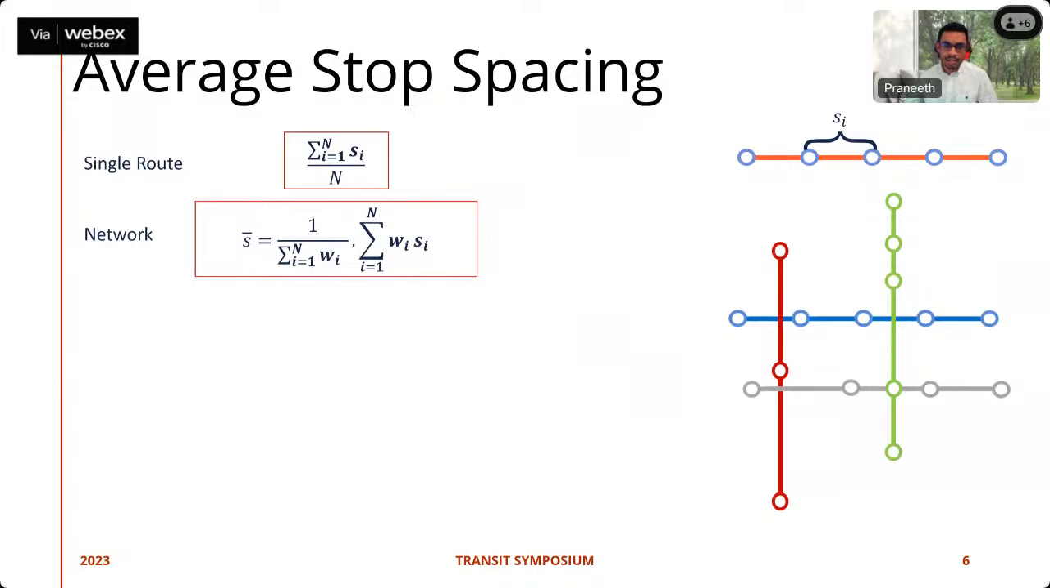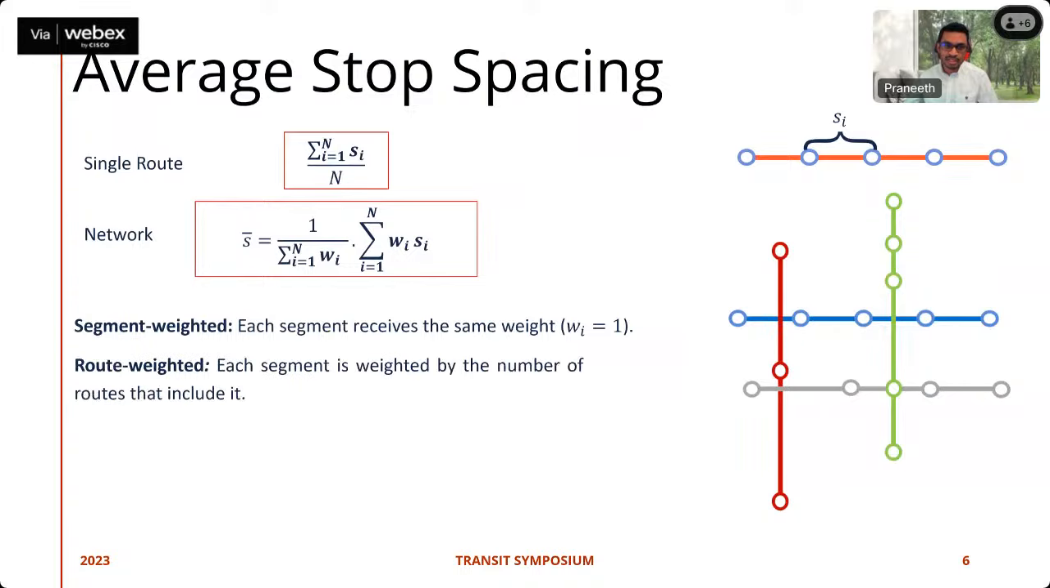The first one that we came up with was a segment weighted spacing, in which each segment in the network receives an equal weight. This is an average spacing that someone would face who is at a given stop and trying to reach the next stop. The next one is the route weighted spacing, where each segment is weighted by the number of routes that it is included on.